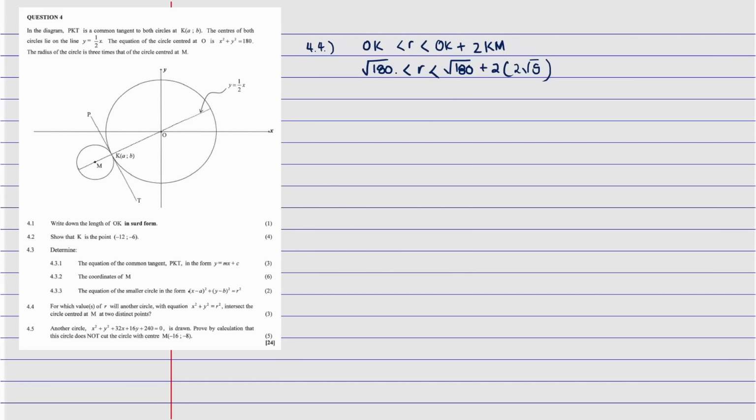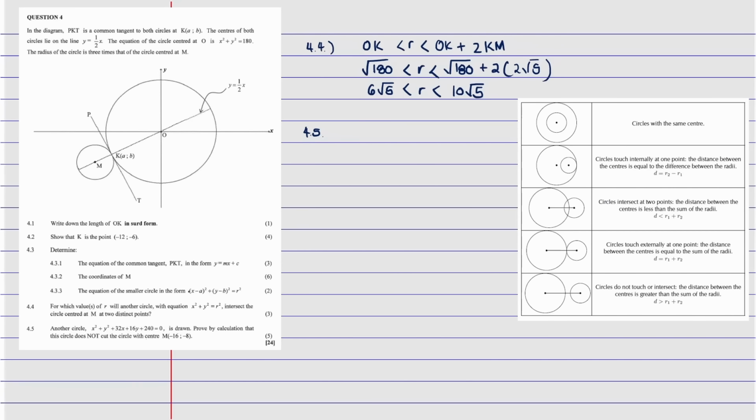So let's simplify this part. Root 180 gives us 6 root 5. Then r here is going to be root 180 plus 2 times 2 root 5. So you're going to get your value as 10 root 5. And that's how you would do this question.